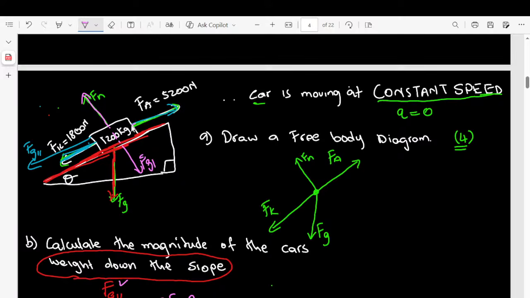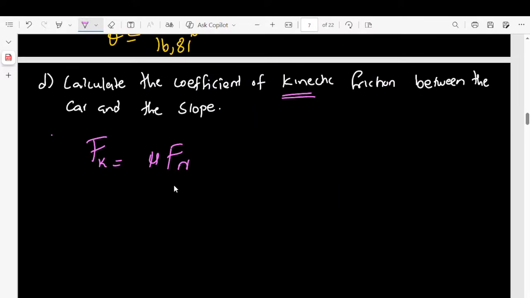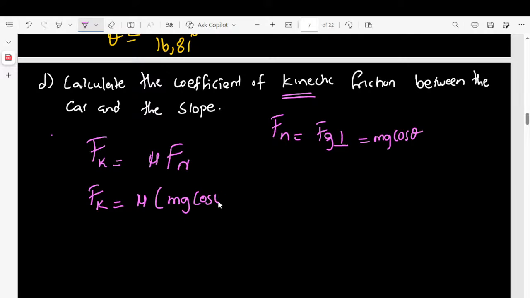So now look at this. The force is applied horizontally to the surface. It's not applied at an angle. This tells us that the normal force is just Fg perpendicular. So I know that my Fn is equal to Fg perpendicular. What is Fg perpendicular? It's mg cos theta. Understand? So where there's Fk, I know that will be 1,800. Where there's normal force, we need to substitute mg cos theta.